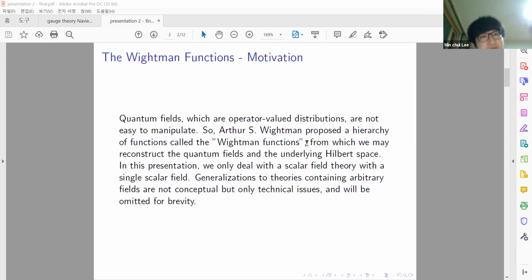So let us see. Quantum fields are operator-valued distributions, so they are not very easy to manipulate. So Wightman proposed a hierarchy of functions called the Wightman functions, from which we may reconstruct the quantum fields and the underlying Hilbert space. In this presentation, we only deal with a scalar field theory with a single scalar field. Generalizations to theories containing arbitrary fields like vector fields and Dirac spinors are not conceptual but only technical, and they will be omitted for brevity.